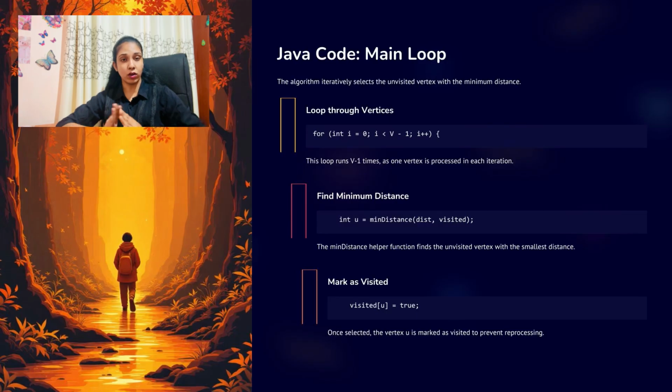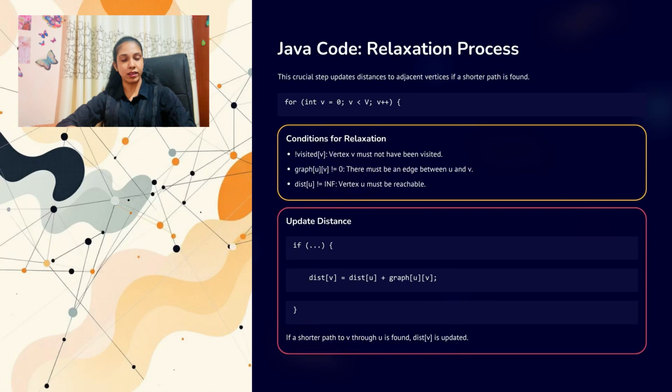Then Java code, main loop. This loop runs V minus 1 times. In each iteration, we select the vertex with the minimum distance and mark it as visited. Then Java code, relaxation. This part of the code performs relaxation by checking all adjacent vertices and updating the distance if a shorter path is found.